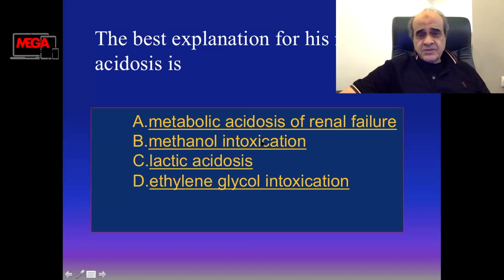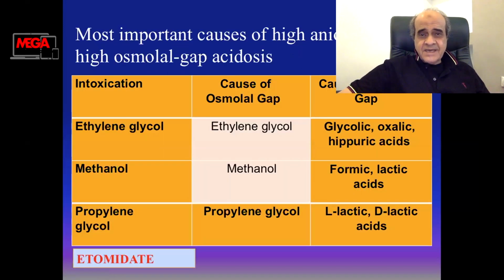Methanol intoxication, of course, gives me other signs and symptoms. Lactic acidosis is not so high, especially L-lactic acid. Ethylene glycol intoxication, yes, it is ethylene glycol intoxication because the characteristic calcium oxalate crystals are present. The most important causes of high anion gap, high osmolar gap acidosis are ethylene glycol, methanol, propylene glycol, and ethanol.